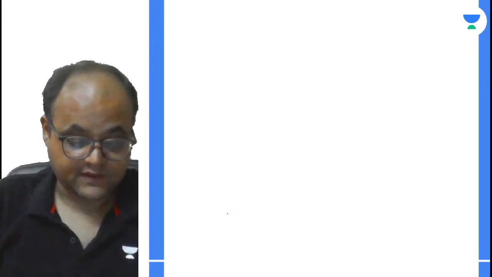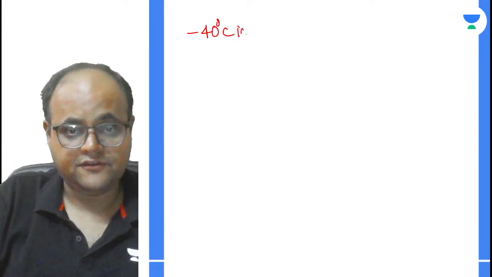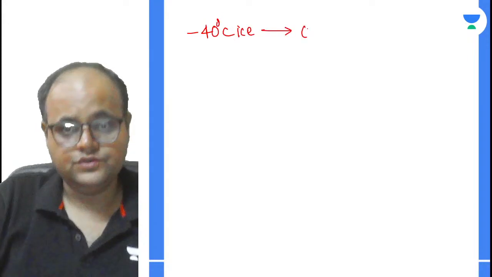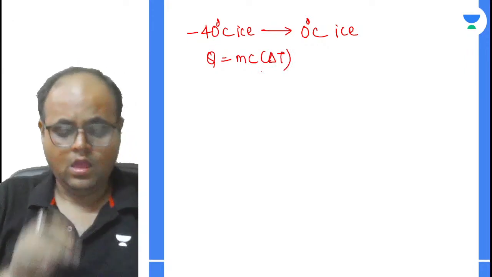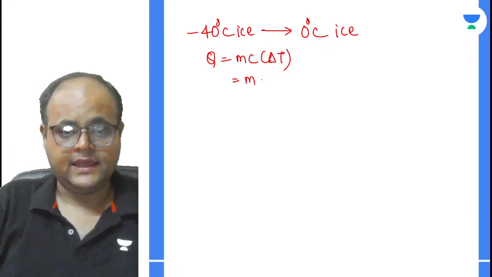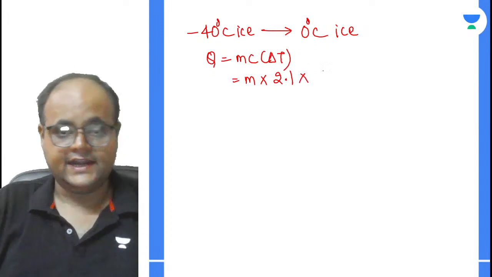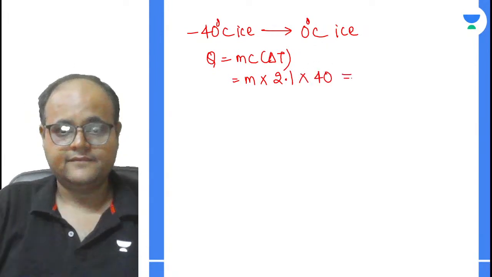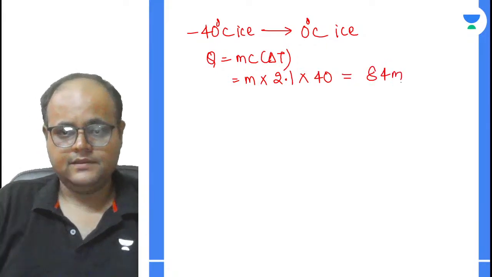यहाँ पे सॉल्व करते हैं, ठीक है ना. -40 degree centigrade of ice to 0 degree centigrade of ice. How much? mc delta t, right? This is what you have to do. M, you have assumed m. C, it is given in the question, it's 2.1. And what is delta t? Delta t is 40. Yes, 84 m.